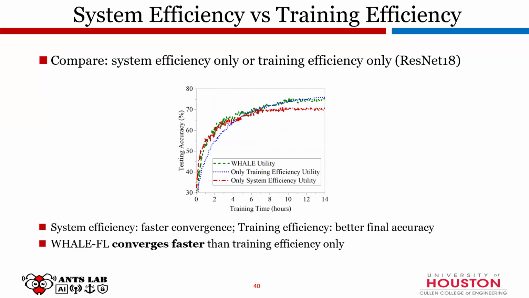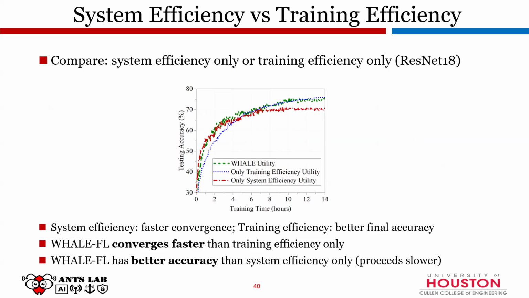We can say that Whale FL converges faster than the training efficiency only. You can see the green is much faster than the blue curve. And also Whale FL has a better accuracy than system efficiency only. You can see that the final accuracy of the green curve is also better than the red curve. So to sum up, the conclusion for this one is that the green one, with the consideration of both system efficiency and training efficiency, is a much more balanced version of them all.